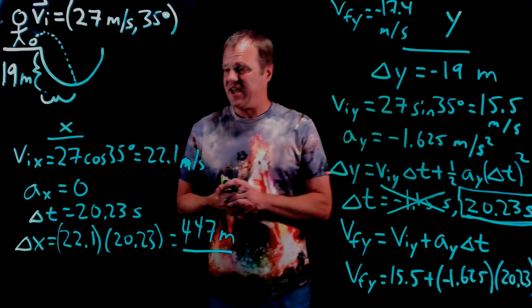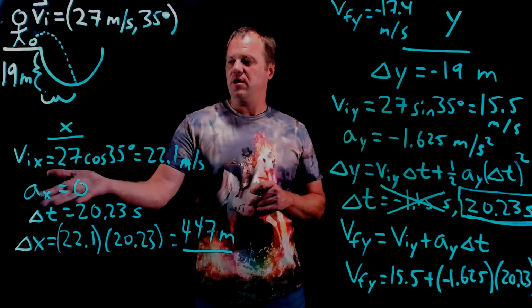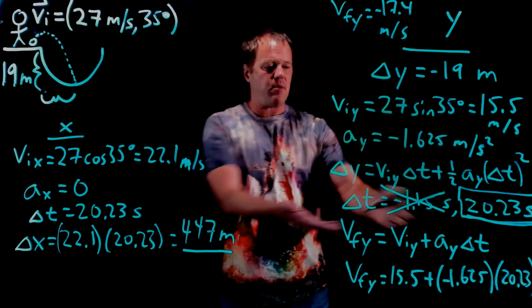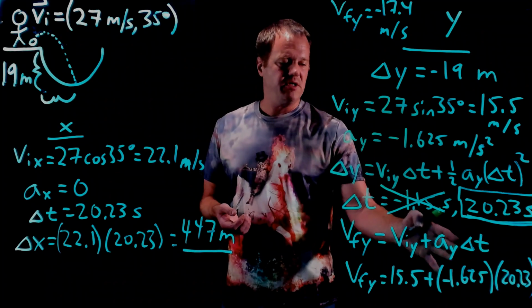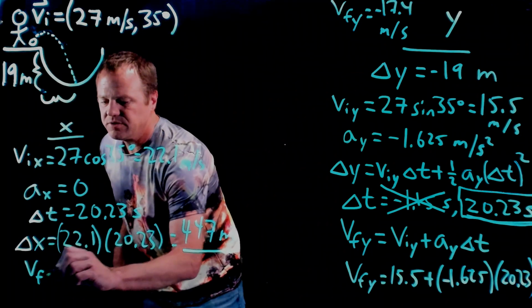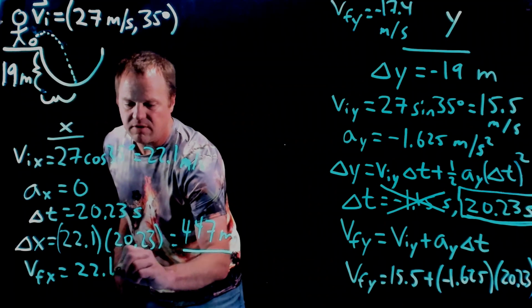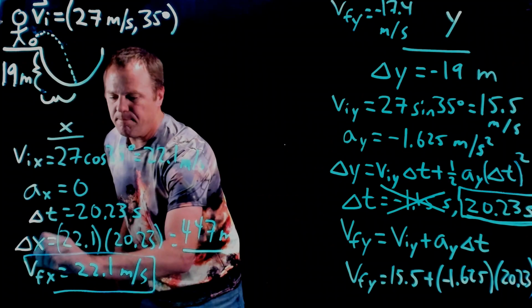I need to find the x final velocity. And this thing I can just assert because there's no acceleration. V initial x and V final x are going to be exactly the same. I mean, you can look at this formula just substituting the y's for x's. There's no acceleration, and so the V final x will, I'll just make the assertion, is equal to the initial velocity of 22.1 meters per second. Okay, so I'm basically done.